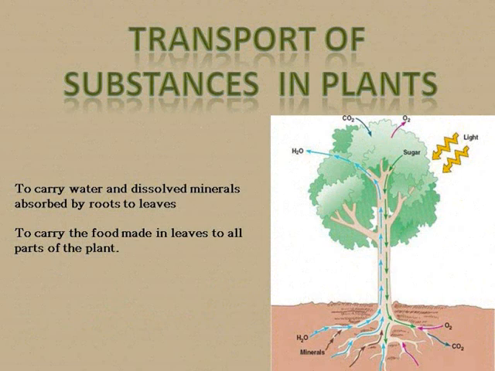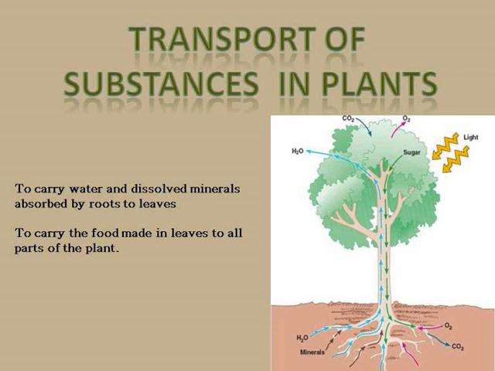Transport of substances in plants. We know that plants absorb water and minerals from the soil with the help of roots and transport them to the leaf. The leaf prepares the food using water and carbon dioxide during the process of photosynthesis.